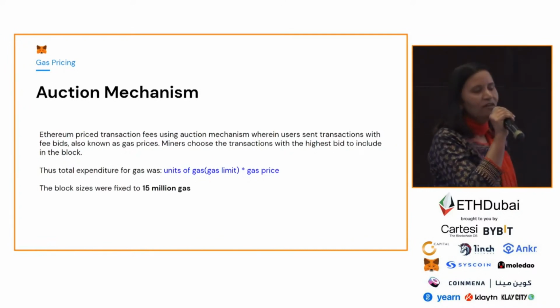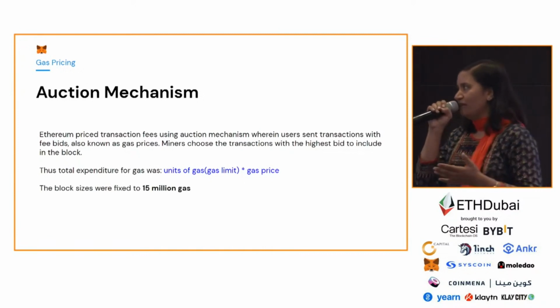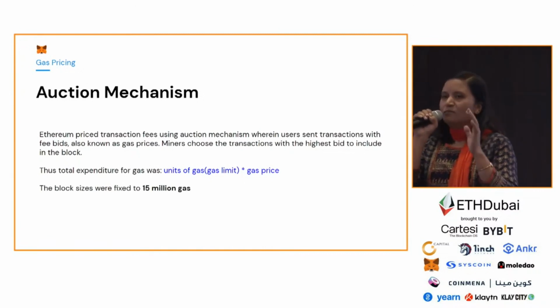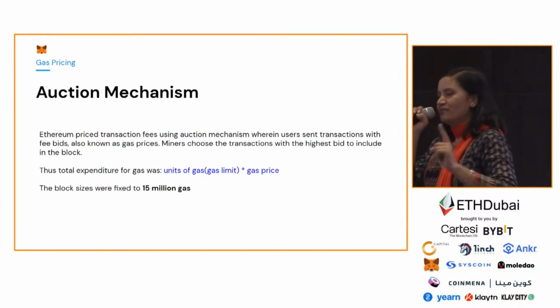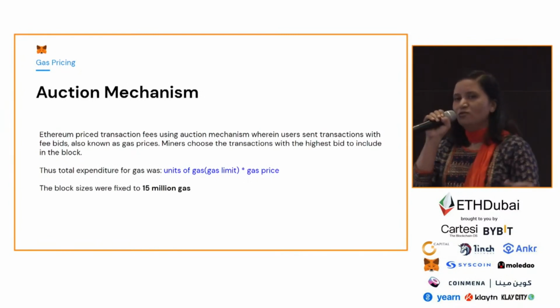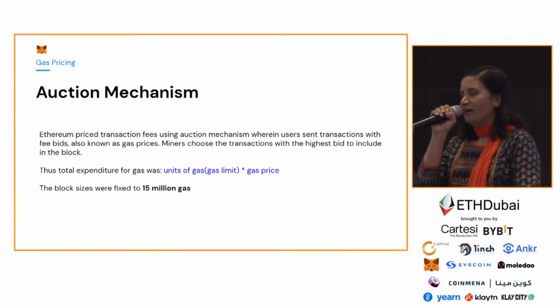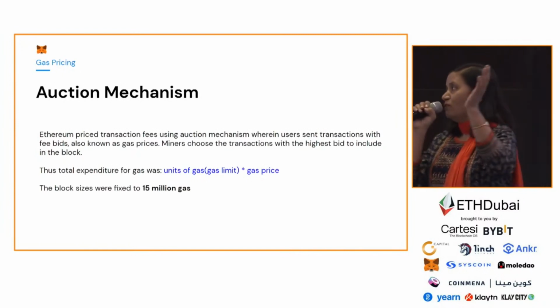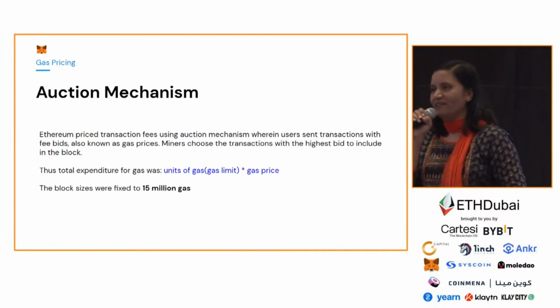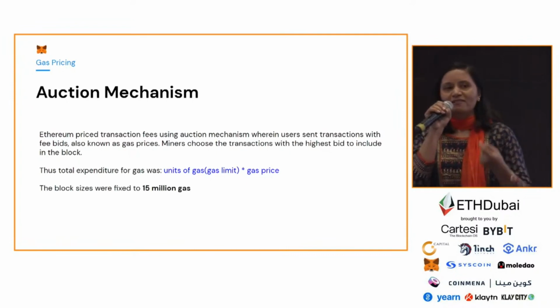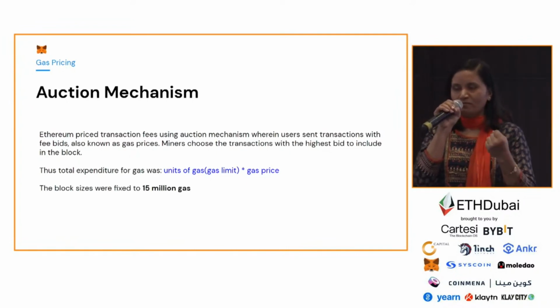And traditionally, the block size was fixed to 15 million gas. Now, this mechanism is very simplified. There's one variable, which is gas price. The miner will choose the transaction with the highest gas price. All of the gas fee will go to the miner. So simple as that. But the mechanism has drawbacks.